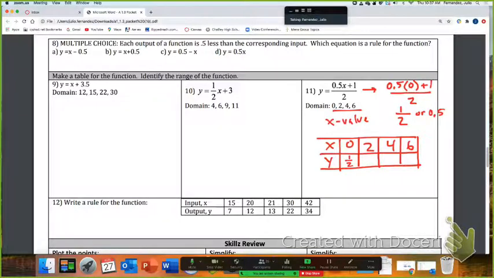Okay, now we're going to repeat this process. So we're now going to plug in 2 for x. If you use your calculator, 0.5 times 2, this actually turns into 1. 1 plus 1 is 2, so we end up with 2 over 2. 2 divided by 2 is actually 1. All right, so we're done with that x. Let's plug in 4.